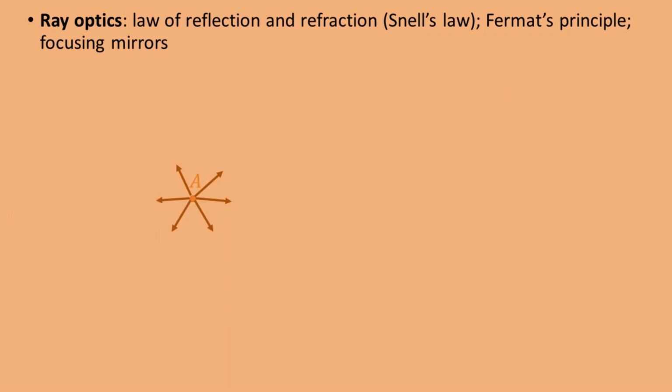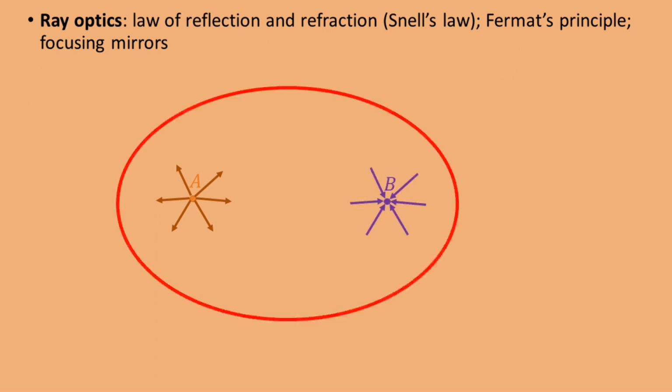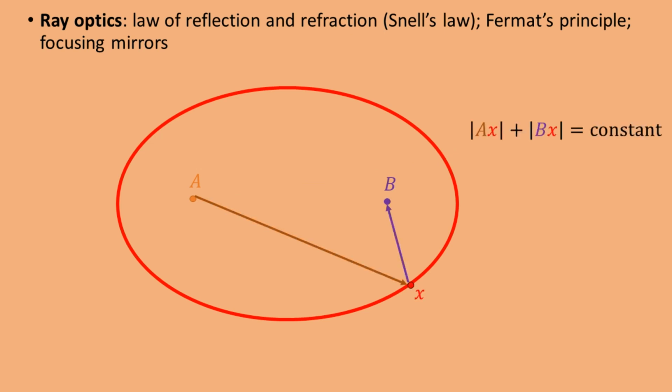Now let's see how we can use this principle to design focusing mirrors. Suppose we want to focus all the light emitted from a point A into a single focal point B using a mirror. What shape should the mirror have? The mirror should be shaped such that all paths from A to B via any point X on the mirror should have the same length, so that all the rays arriving at B have accumulated the same phase and therefore interfere constructively. So AX plus BX should equal the same constant for all X.